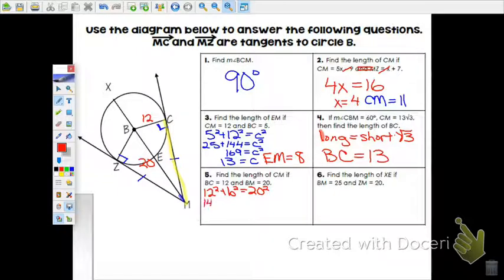So I have 144 and 400. So I subtract and get 256. So what is B? 16. So B is 16, which was CM. That's what we were looking for.